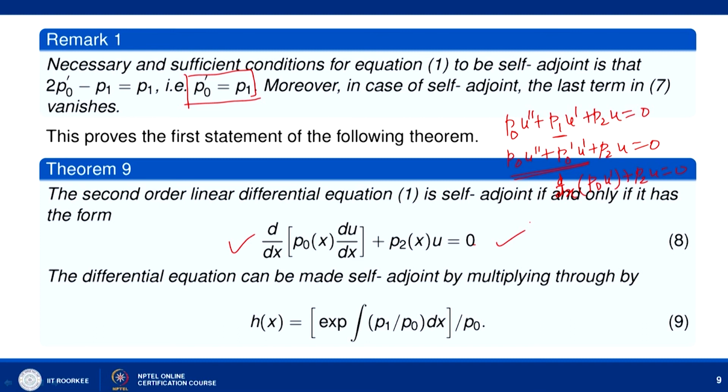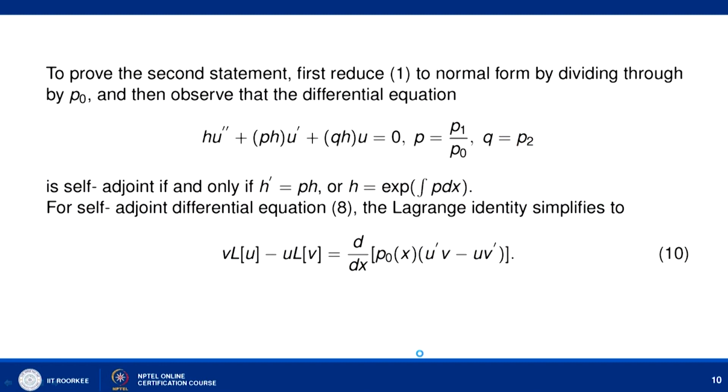And if it is not given in a self adjoint equation, then we can always find the integrating factor by which we can make a differential equation self adjoint. We claim that the differential equation can be made self adjoint by multiplying by this integrating factor, that is h(x) equal to exponential of the integral of P1 by P naught dx, divided by P naught. This is our claim. Let us prove this claim here.